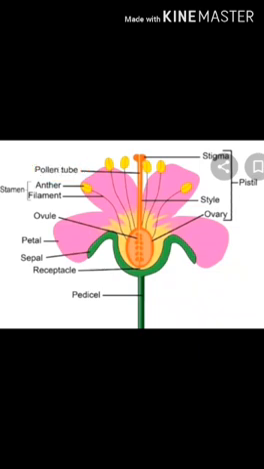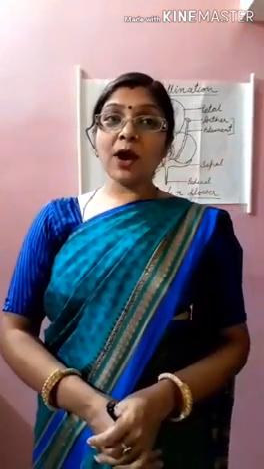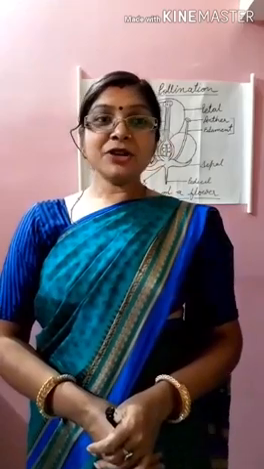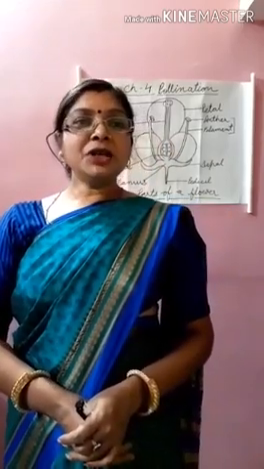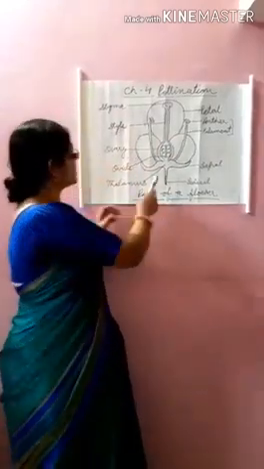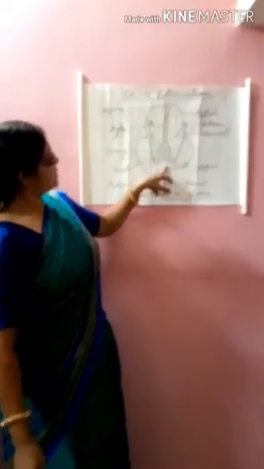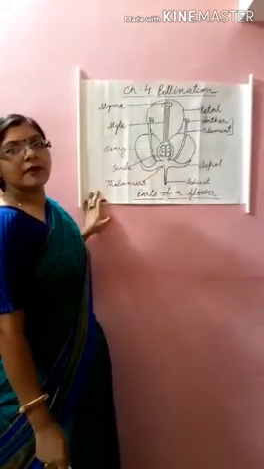Here you can see the picture of parts of a flower, which is divided into two sections, pistil and stamen. A flower has four main parts, that is calyx, corolla, androecium and gynoecium, and they are arranged on the part of the flower called the thalamus. This picture shows the parts of the flower, and this part is called the thalamus of the flower.